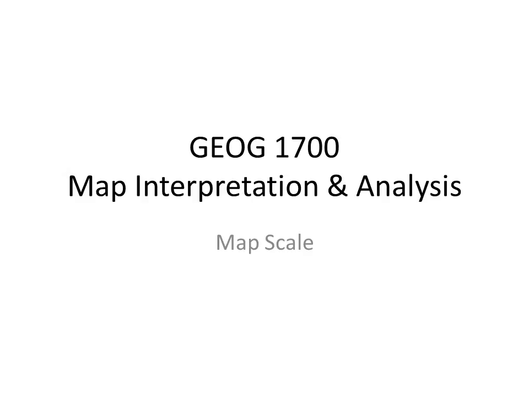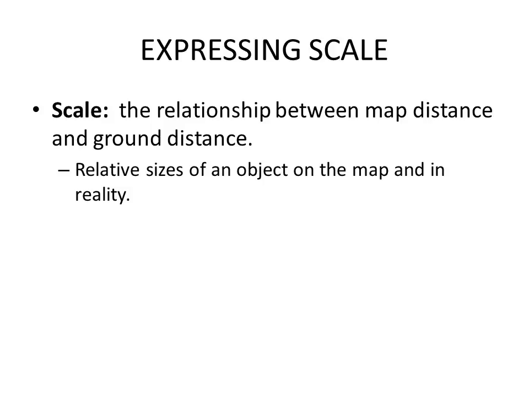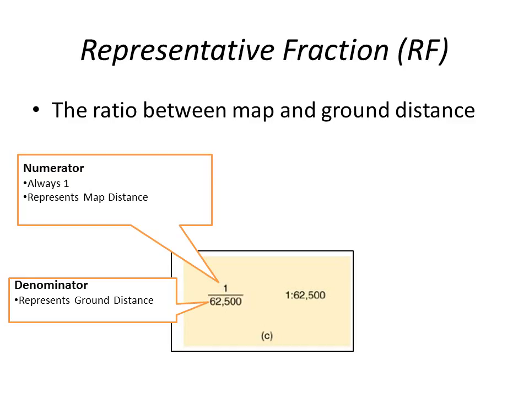One of the most important things to understand about maps is map scale. Map scale represents the relationship between map distance and ground distance. You're looking at the relative sizes of an object on the map and in reality. It can be understood as the ratio between map and ground distance, and this can be described in three different ways: either through a representative fraction, through a verbal scale, or through a graphic or scale bar system.